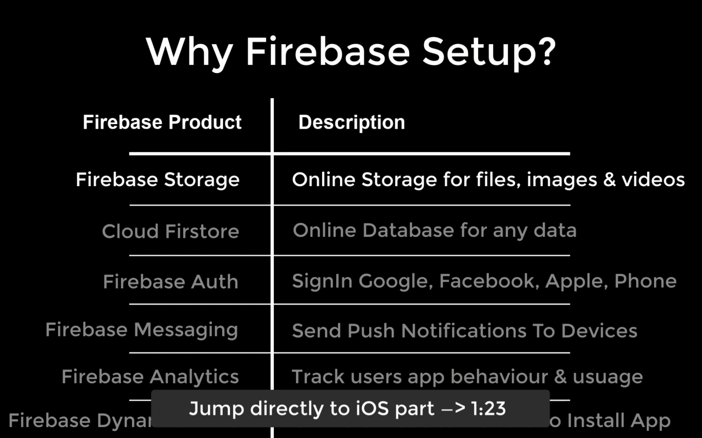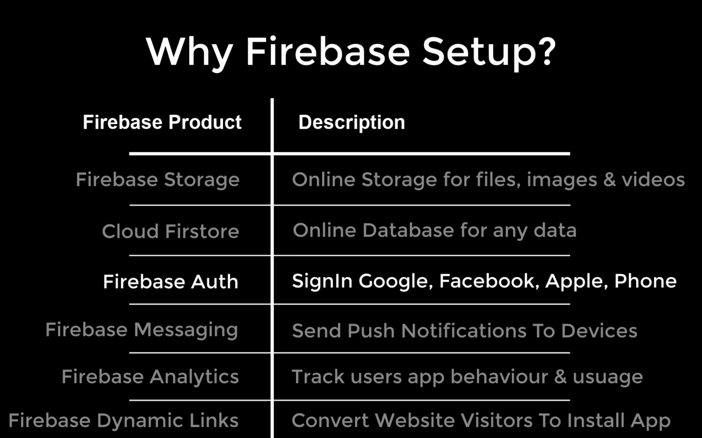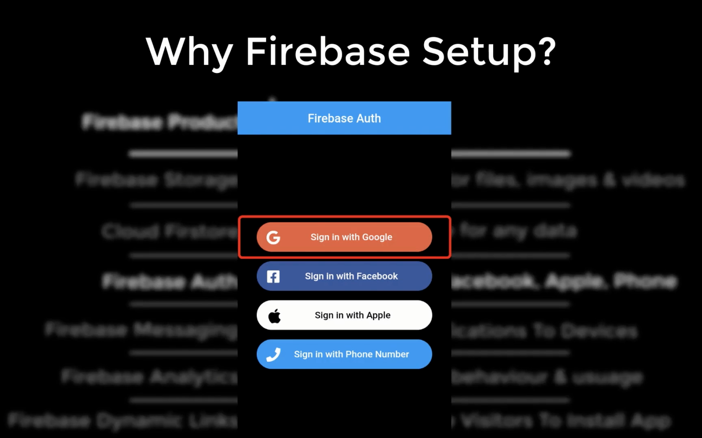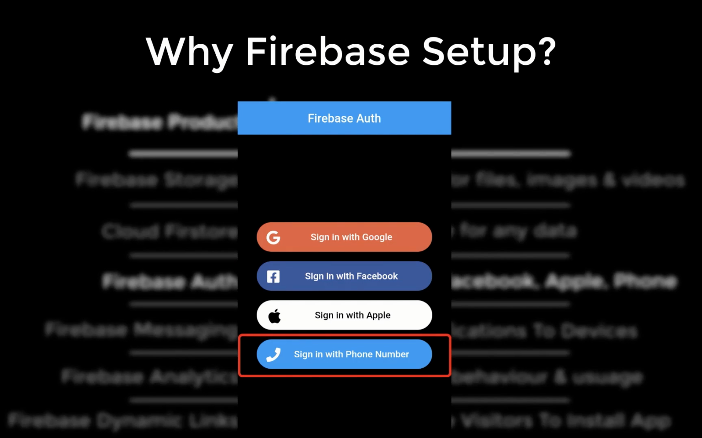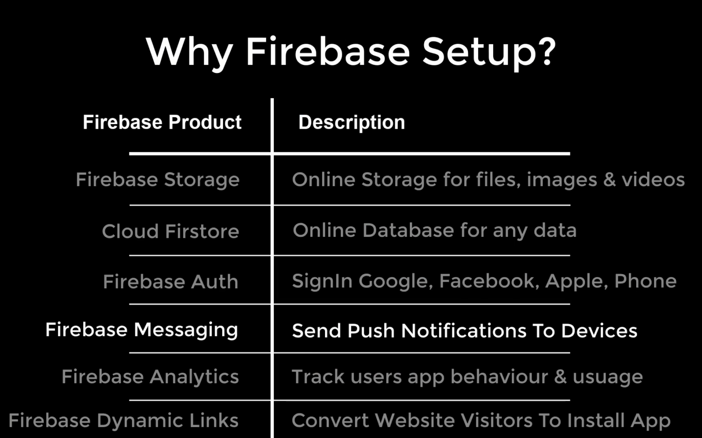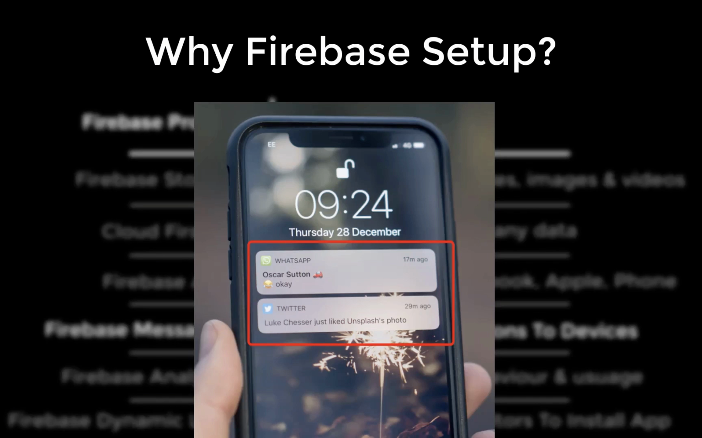So first of all, you can use Firebase Storage and then you can store your files in an online database. You also could use Cloud Firestore, where you have a Firebase online database for storing your data. Another common package is Firebase Auth, which enables you to add Google Sign-in, Facebook Sign-in, Apple Sign-in, and also phone authentication. With Firebase Messaging, you can send push notifications to your users' devices. Similar to what WhatsApp is doing, it also sends you push notifications in case you receive a new message.